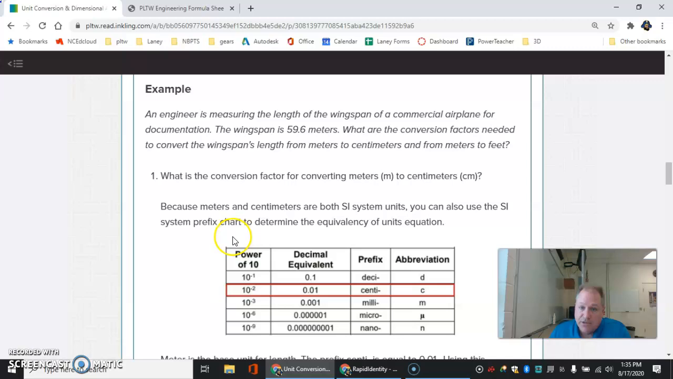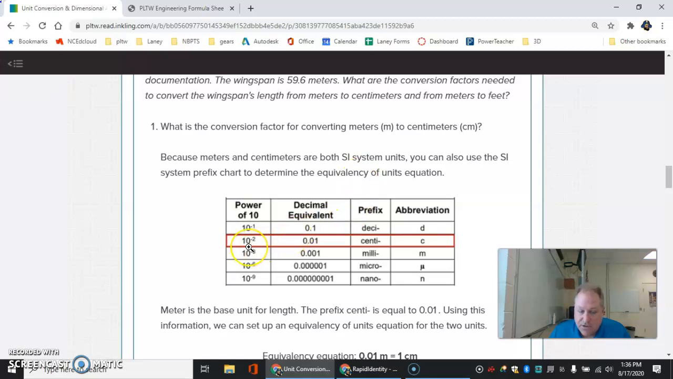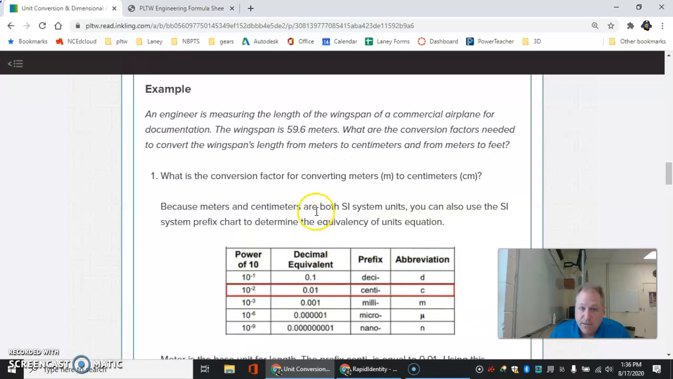So in this example, we're measuring length, and we've measured a length of 59.6 meters. But we want to convert from meters to centimeters and then from meters to feet. Converting within the metric system is simple enough because I'm going from a meter to a smaller unit, so my decimal is going to move. Centimeter, if I look at my conversion chart, has a factor of 10 to the negative 2, and it's smaller than a meter. So that tells me I can take my decimal and move it 2 places to convert meters to centimeters.